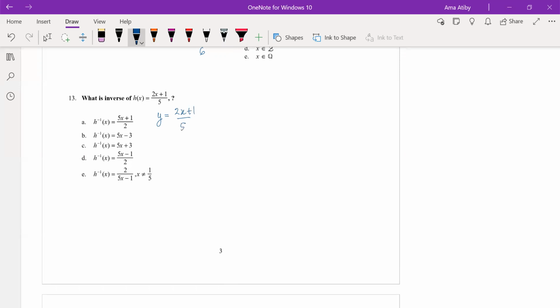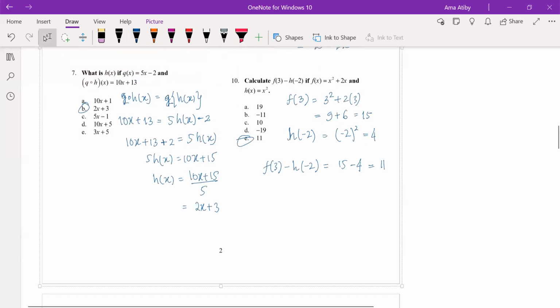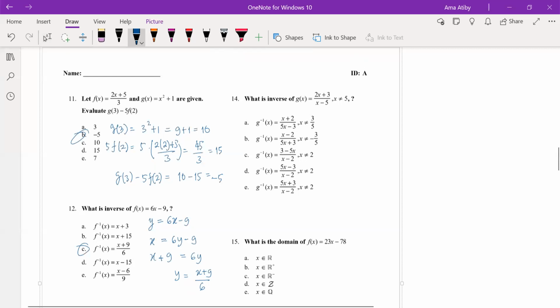Now you interchange x and y. So x equals to 2y plus 1 over 5. So now you are solving using cross multiply. You will get 5x equals to 2y plus 1. Now you are solving for y. You will get 2y equals to 5x minus 1. So you will get y equals to 5x minus 1 over 2. So where is it? It will be D, right? 5x minus 1 over 2.